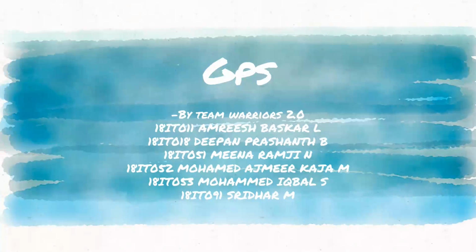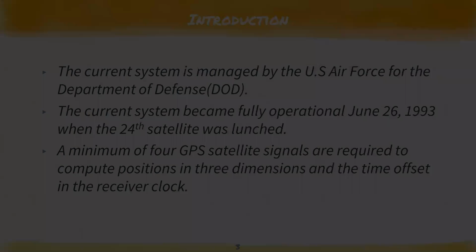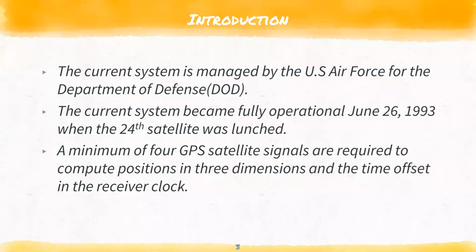Let's discuss the topic of GPS by our team Tech Warriors 2.0. So now we will see the introduction of GPS. The current system is managed by the US Air Force for the Department of Defense. The current system became fully operational June 26, 1993, when the 24 satellites were launched, and a minimum of 4 GPS satellites are required to compute position in 3 dimensions and the time offset in the receiver clock.